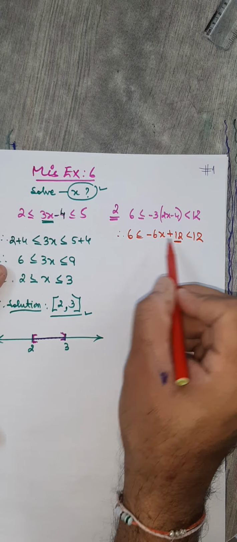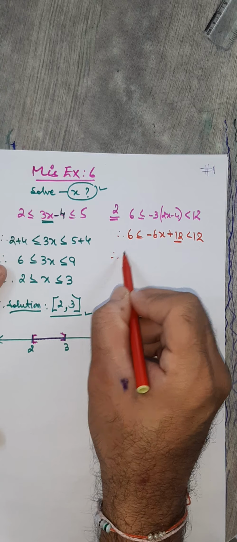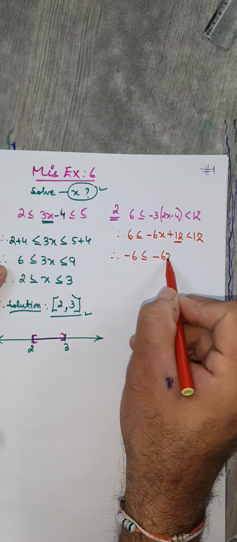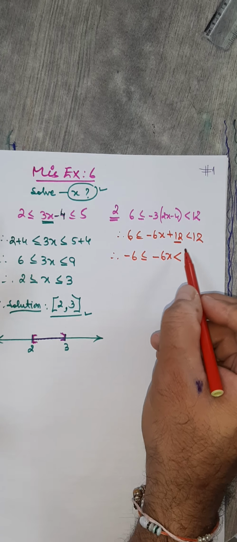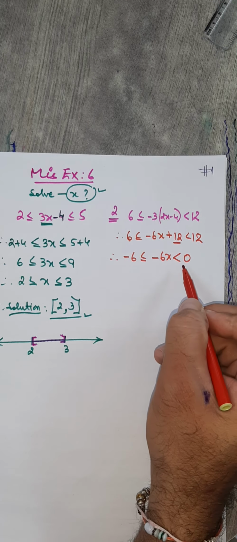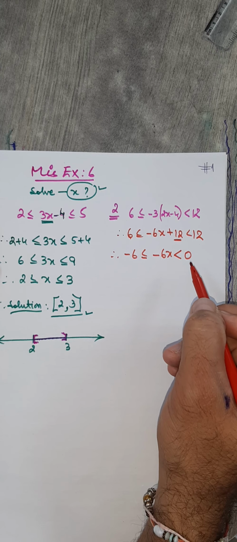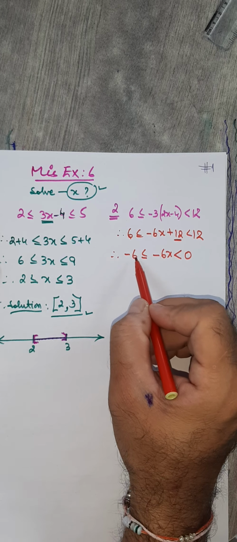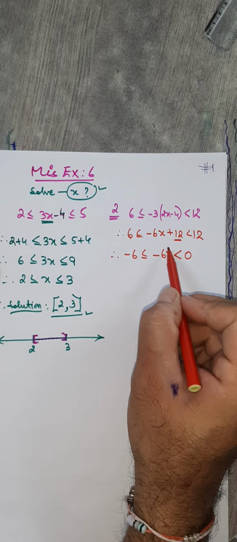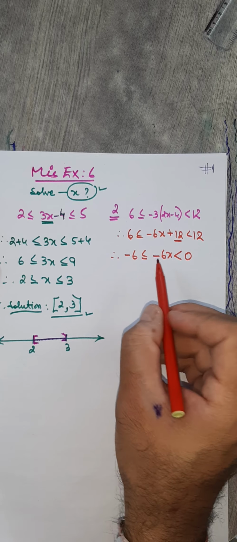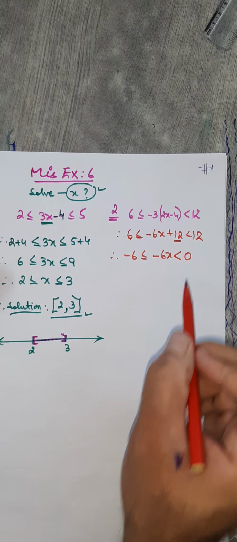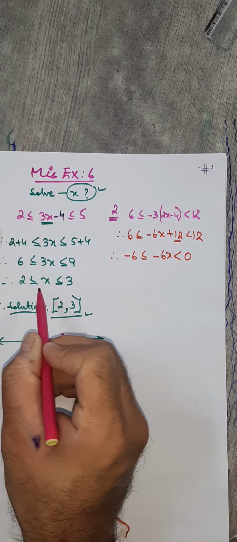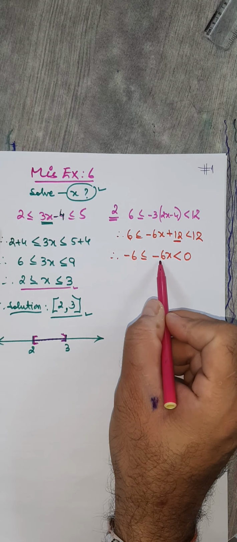Now I don't want 12, so subtracting 12, remember. So 6 minus 12 is minus 6, and here this will be 0. What I did, subtracting 12 throughout this inequality. So 6 minus 12 is minus 6, 12 will get cancelled, minus 6 and this is 0. Now you don't want minus 6 here. You want x alone as you did here. So I'll divide by minus 6.